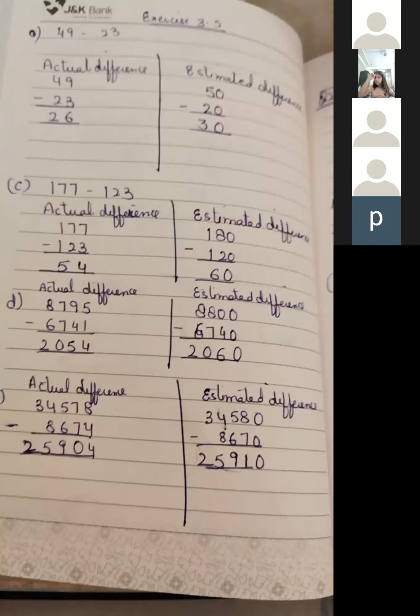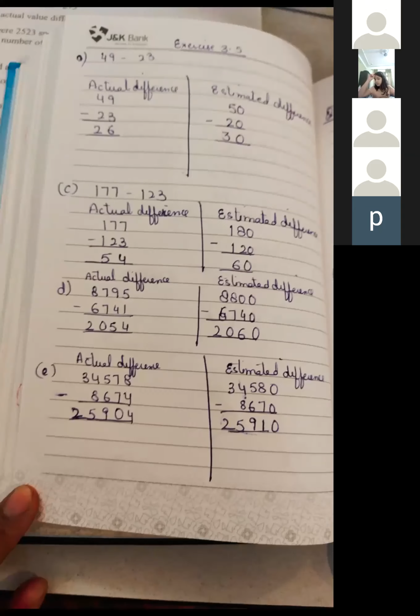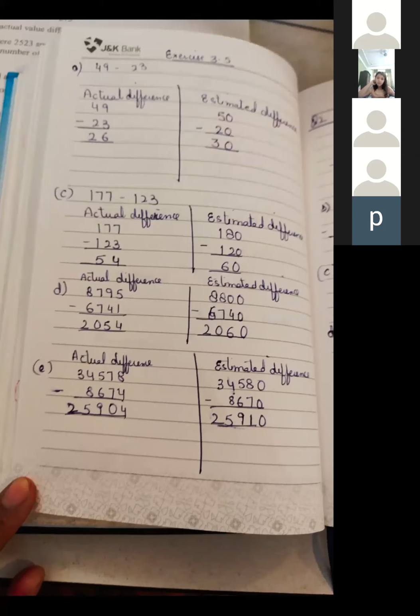Look here. 30. Girls, your first question is 49 minus 23. First, you have to find out the actual difference. Actual means you have to find out what is given in the question. Actual means what is given in the question. And estimated means round off. Estimated means round off. Okay.